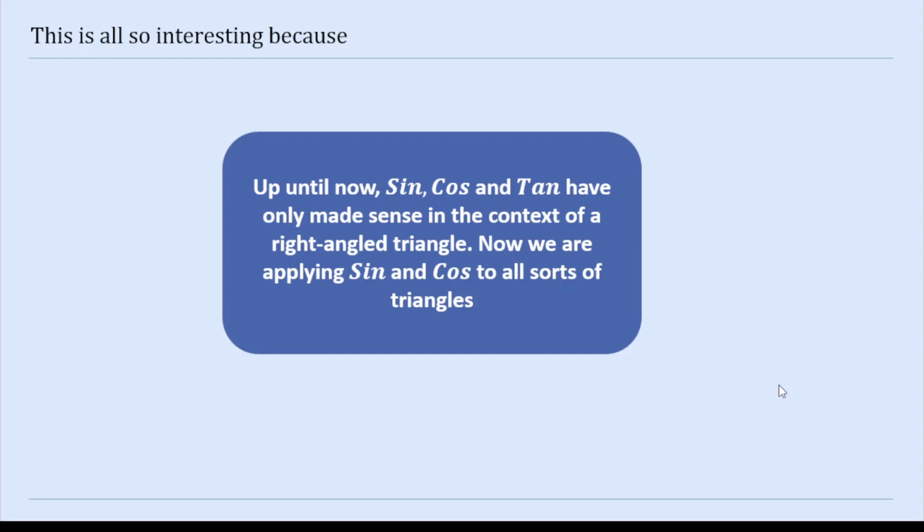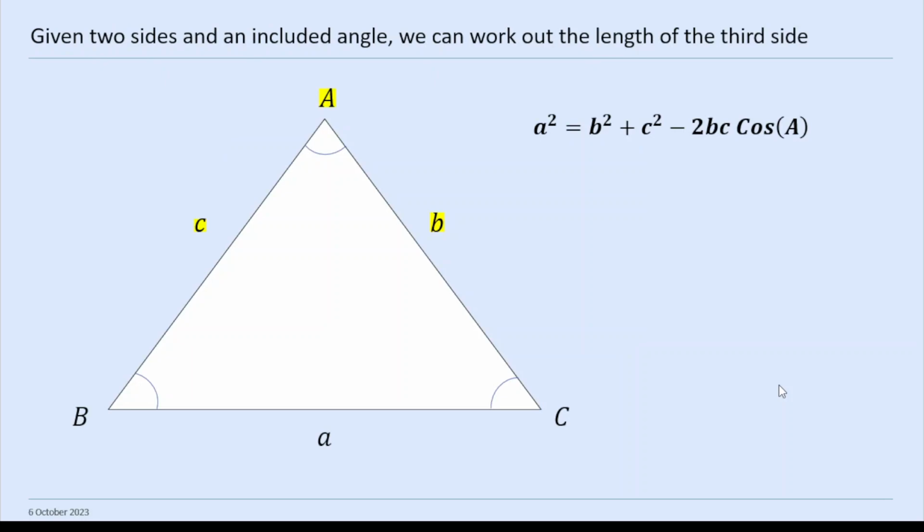This is really important, because up until now, sine, cos and tan have only made sense in the context of right angle triangles, and now we're applying them to all sorts of other triangles. Given two sides and an included angle, we can work out the length of the third side. So a squared equals b squared plus c squared minus 2bc cos A, and we know all of the things on the right. So a just equals the square root of b squared plus c squared minus 2bc cos A.